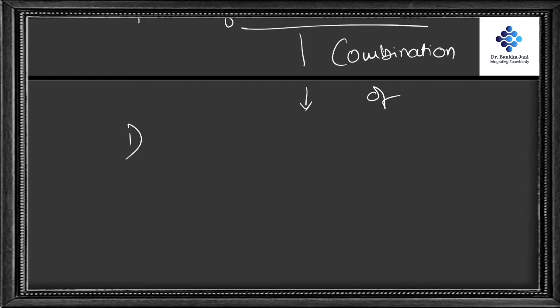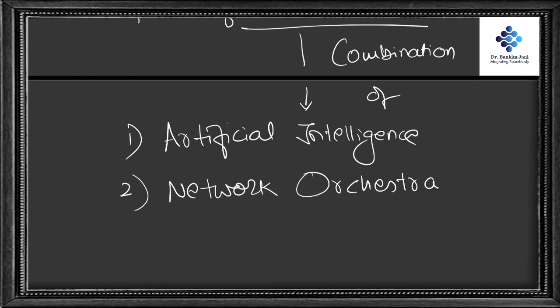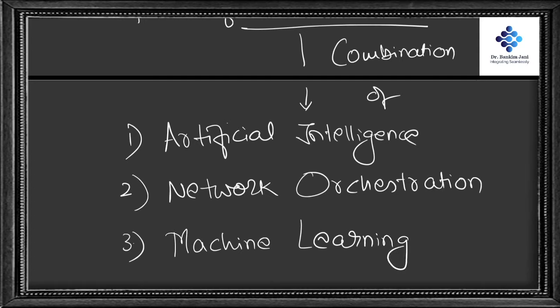one, AI, artificial intelligence. Then second is network orchestration. I'll explain every word because then immediately you will find the depth of this intent based networking. And the third thing is machine learning. So over here, you are not telling only for the administration, but you are taking it way beyond.